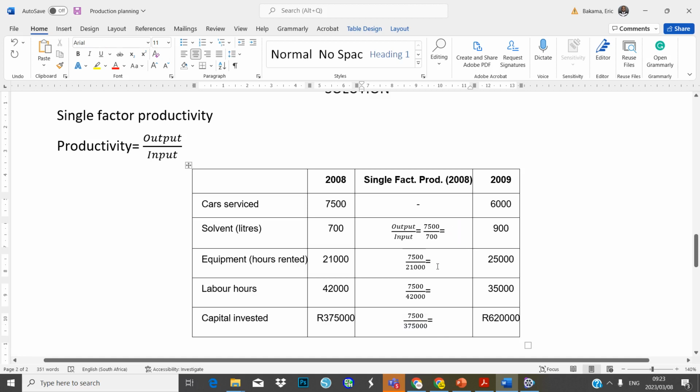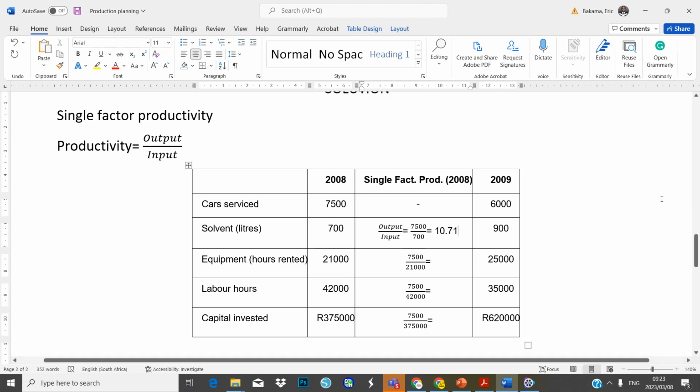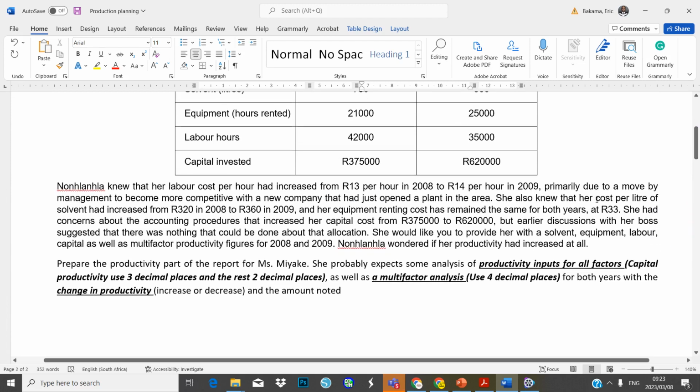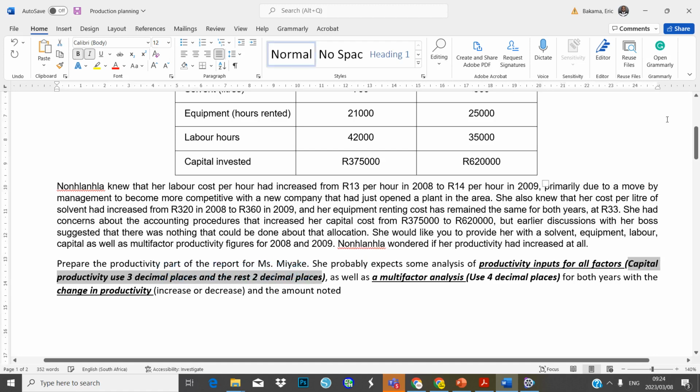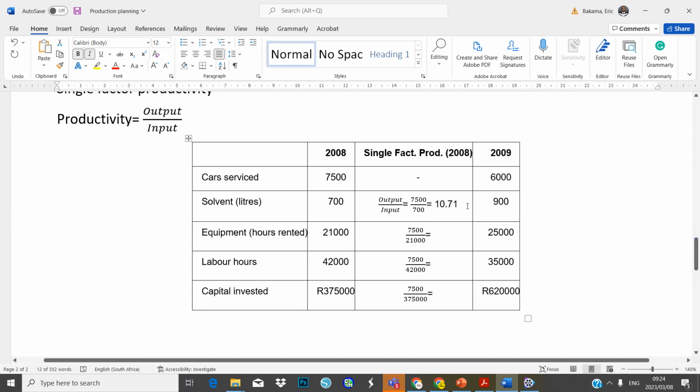Now, when I take 7,500 divided by 700, you approximately get a value of 10.71. Keep in mind, from the statement here, they mentioned that the capital productivity only should be used to 3 decimal places and the rest 2 decimal places. So if I go down here, I'm still going to keep this one to 2 decimal places.